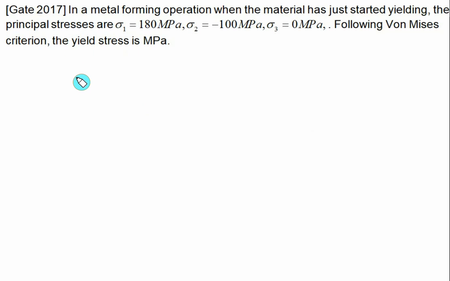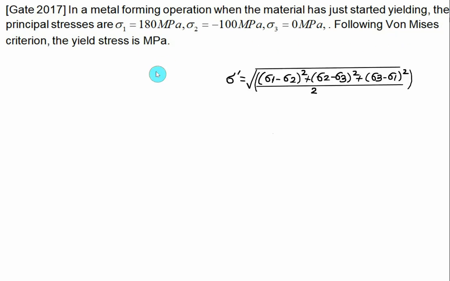Same question is again asked in GATE 2017 exam. In a metal forming operation, when the material has just started yielding, the principal stresses are sigma 1 is equal to 180, sigma 2 is equal to minus 100 and sigma 3 is equal to 0. That sequence is given as wrong sequence. Positive value we have to assign as sigma 1, 0 value we will assign to sigma 2 and sigma 3 we will assign equal to minus 100, but that will not make a difference in calculating the von Mises stress. So von Mises stress is given as under root of (sigma 1 minus sigma 2) whole square plus (sigma 2 minus sigma 3) whole square plus (sigma 3 minus sigma 1) whole square divided by 2.